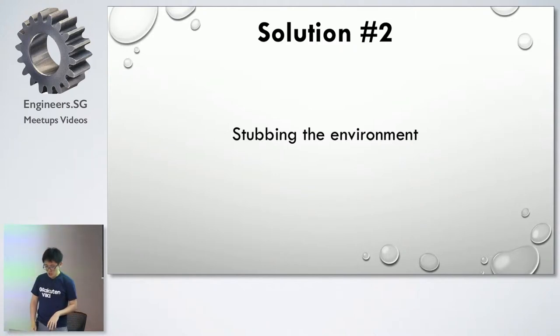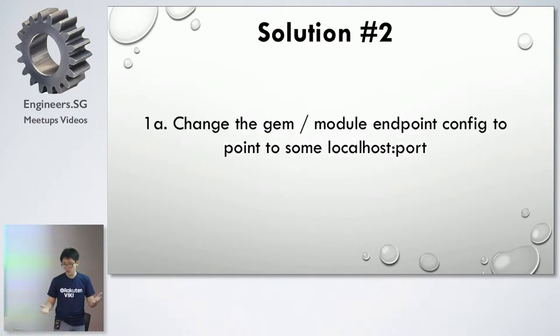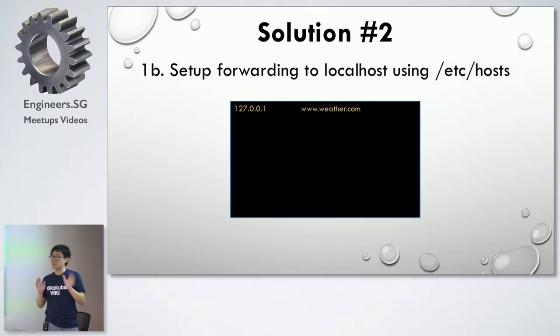Since we've identified some problems with this first solution, I was thinking about how about we stub the entire environment instead. In my context, I'm using a gem that has some endpoints that point to some server. So what if I were to stub this endpoint? If you have a gem or module that you're using that could be configured, you could just change those domains very easily. But let's say you are using some gem that has hard-coded domains and all that.